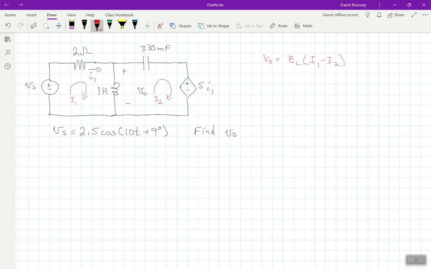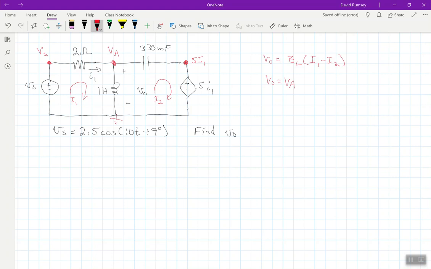I could also look at some nodes here. For instance, I could say, well, this is VA. This node here would just be VS. This is ground. And then I have this node here, which is going to be this 5I1. And so we could look at this here, and then we could just say, well, in this case, V out is just simply VA. So there's several techniques we could use.